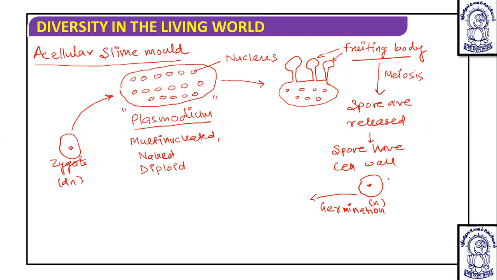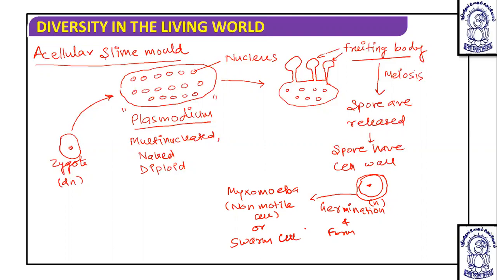The spore is going to germinate. The spore has a cell wall, and this spore is going to germinate and form myxamoeba, that is a non-motile cell, or swarm cells.